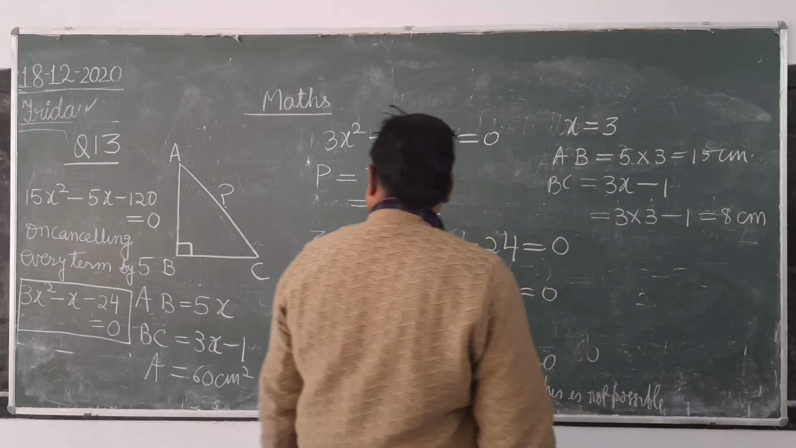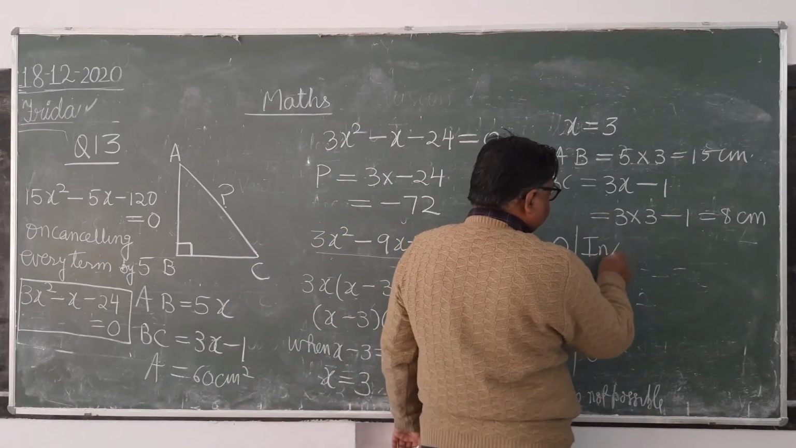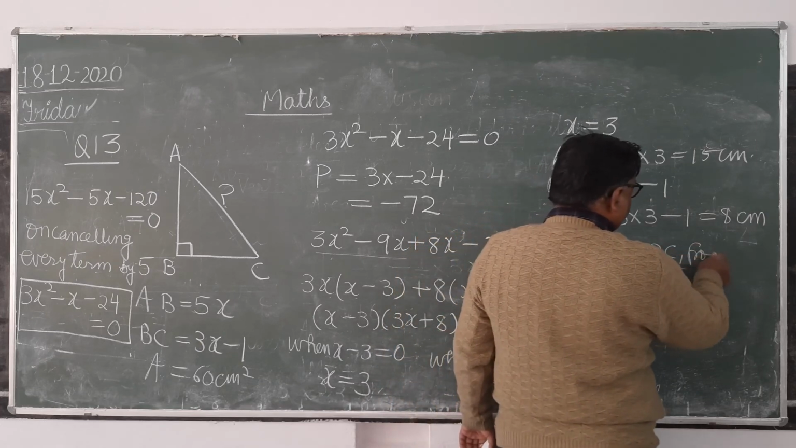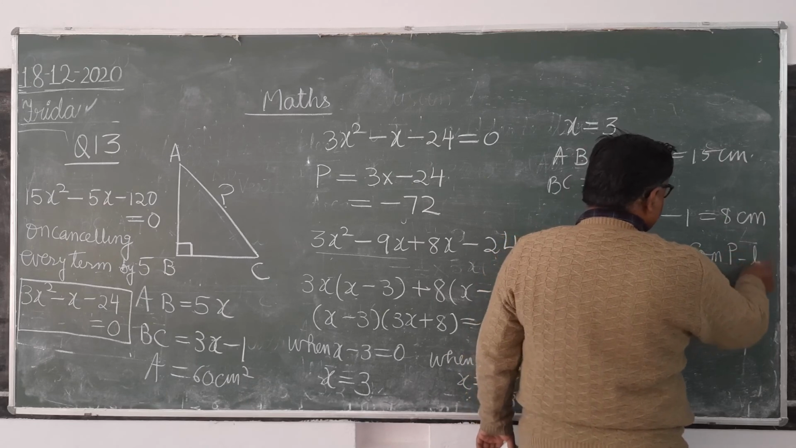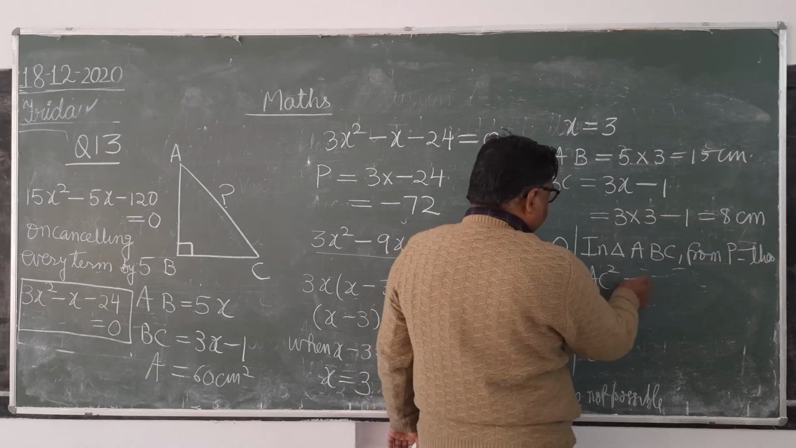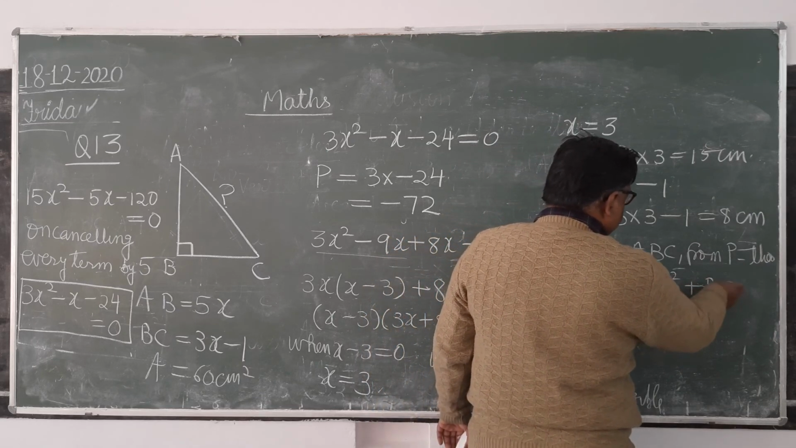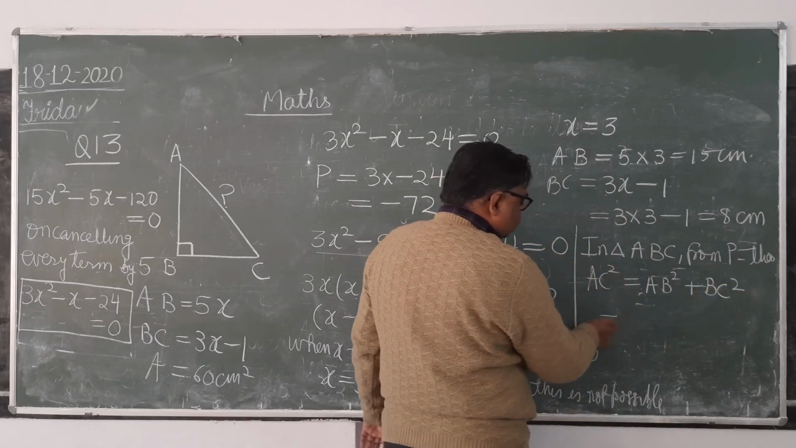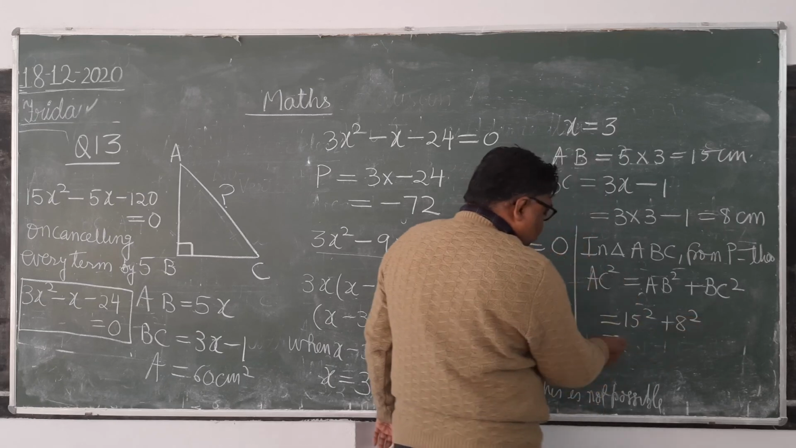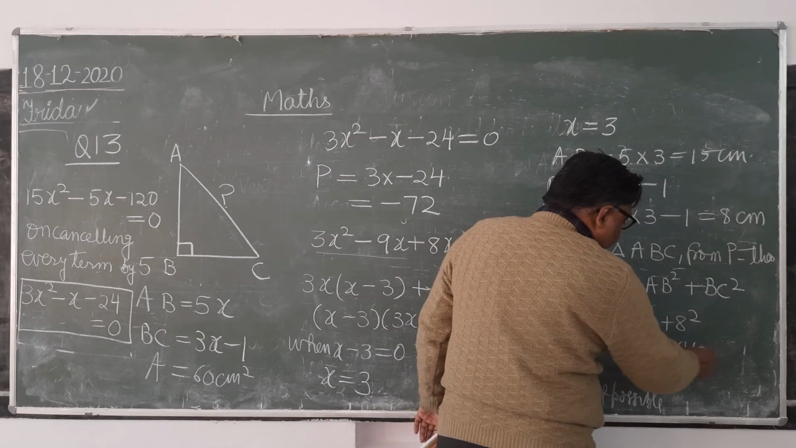Therefore, from Pythagoras theorem, in triangle ABC, AC square equals to AB square plus BC square, that is equals to 15 square plus 8 square. So 225 plus 64, that is equals to 289.